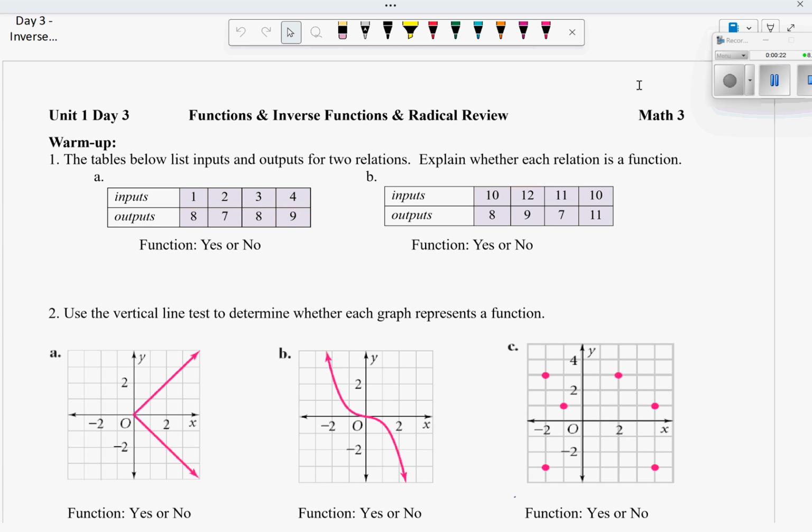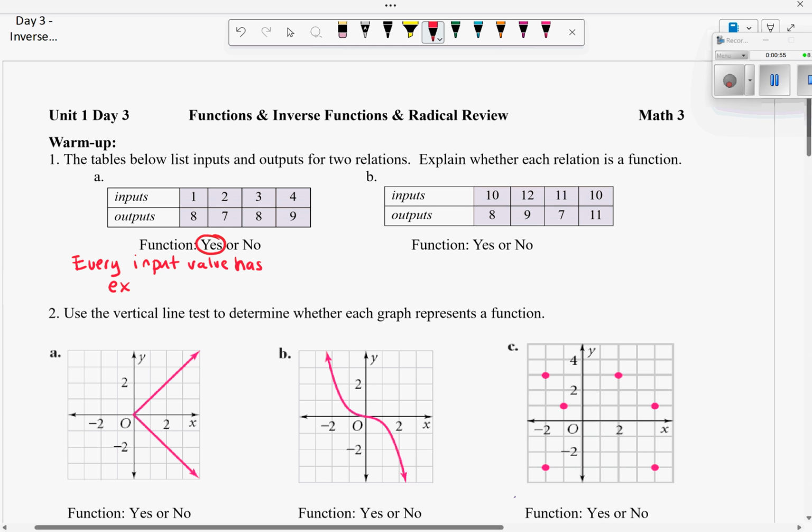So remember, when we're trying to determine something's a function, we look to see if every input has exactly one output. So for this first one, our inputs have all one output. So even though the 1 is 8 and 3 is 8, those are different input values. So yes, this is a function. Every input value has exactly one output value.